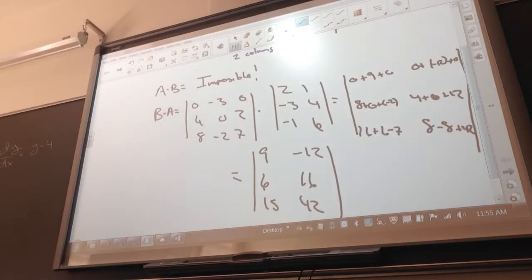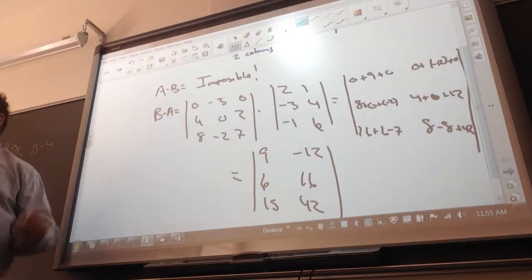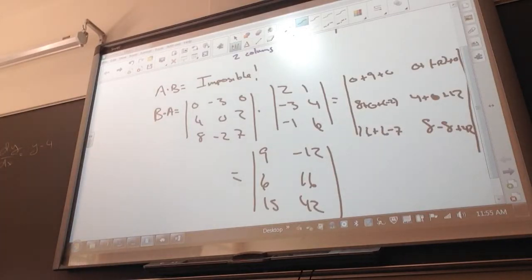Okay. So rows need to match. The number of columns in my first matrix has to match the number of rows in my second in order to do the multiplication. If they don't, you cannot do it. No dice. When you try to do it, you would quickly see why it didn't work. Things wouldn't line up correctly.